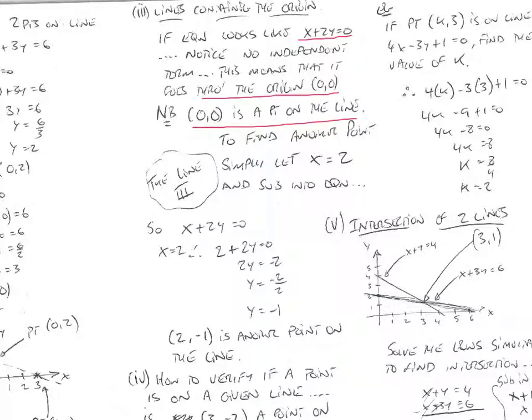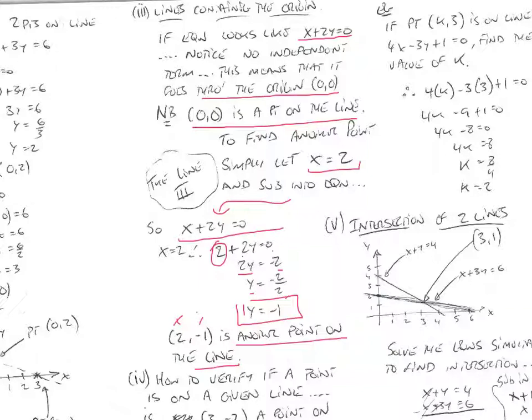So to find another point on the line, if we wanted to quickly plot it, we can just pick any old value of x and see what its y value is. So just say let x equal 2 and sub that into the equation. So if x equals 2 and this is our equation, then x is 2 plus 2 times y equals 0. So 2y is equal to minus 2, y is minus 2 over 2, y is equal to minus 1. So therefore x is 2 and y is minus 1. That's another point on the line. (0, 0) is a point on the line. You can now quickly plot or graph that line.